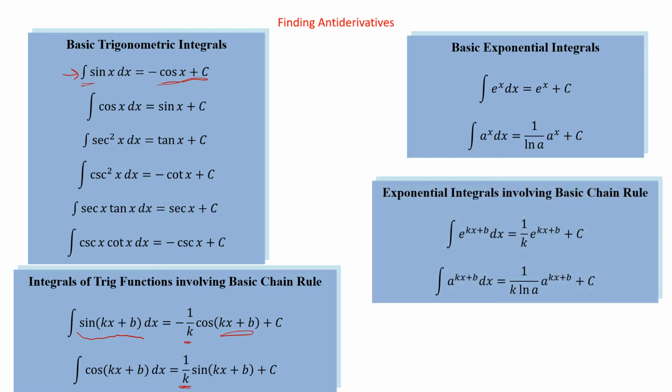And now chain rule. E to the kx plus b, it's the same thing, it's just a linear thing. So the derivative of that's just going to be k. If we were finding the derivative, we would multiply by that derivative. So finding the antiderivative, we divide by that derivative, just like with the trig stuff. Same thing if we have a to the power. And so those are finding antiderivatives.